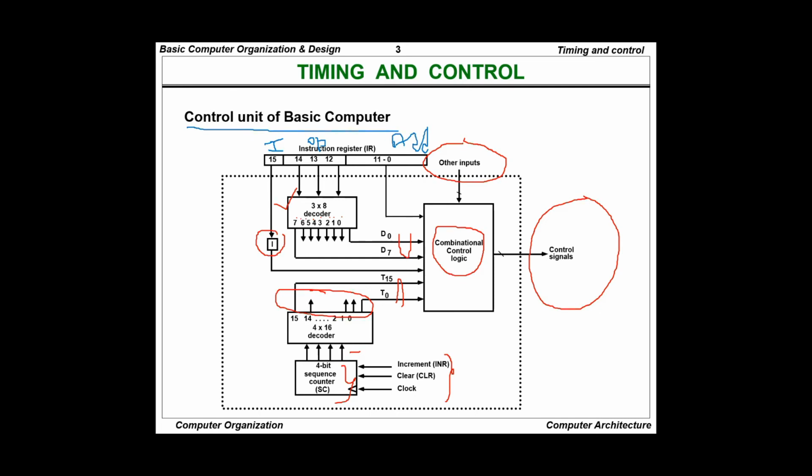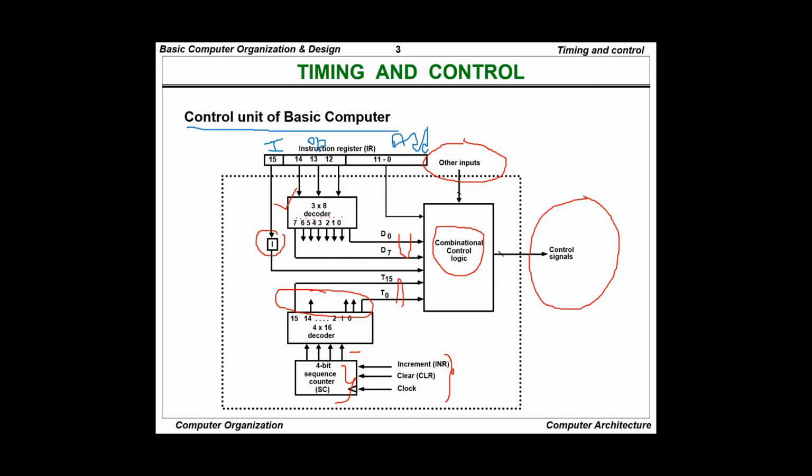So we considered an instruction register. Bits 0 to 11 occupy the address, 12 to 14 occupy the opcode, and the I bit is the mode. If it is 0, it's direct addressing. If it is 1, it is indirect addressing. Here 12 to 14 are 3 bits, right? So I will take a 3 into 8 decoder. I have D0 to D7 outputs which are applied to the combinational logic circuit, and I will take a 4 into 16 decoder. Why? Because I require a 4-bit sequence counter. So here it's a combination of sequential circuit as well as combinational logic circuit.